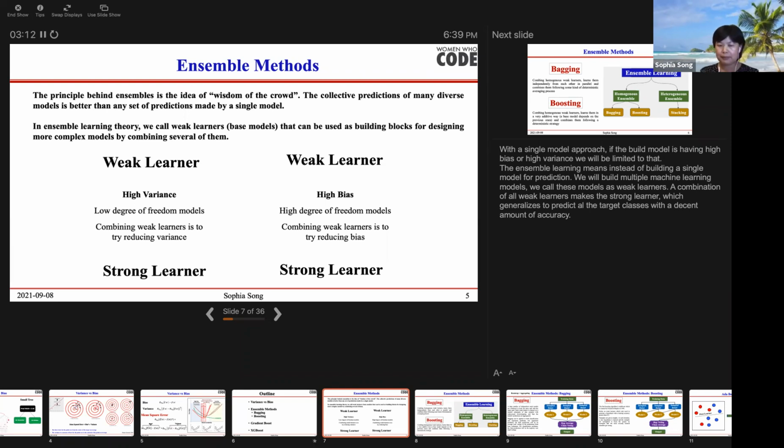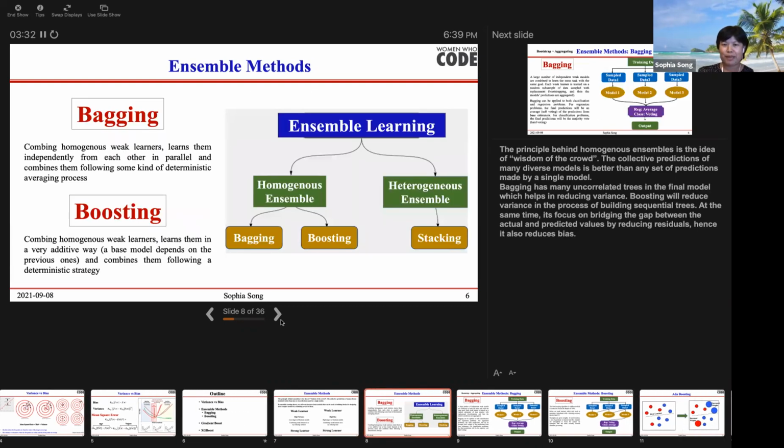The same thing applies if your model suffers from high bias, which means your model has a high degree of freedom. If you combine the weak learners, you can try to reduce the bias, so you convert the weak learner to a strong learner. So that's the principle of the ensemble method.